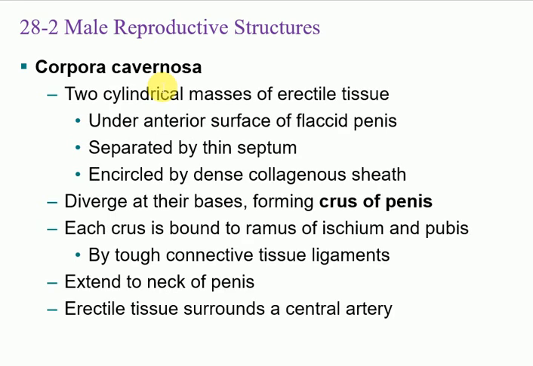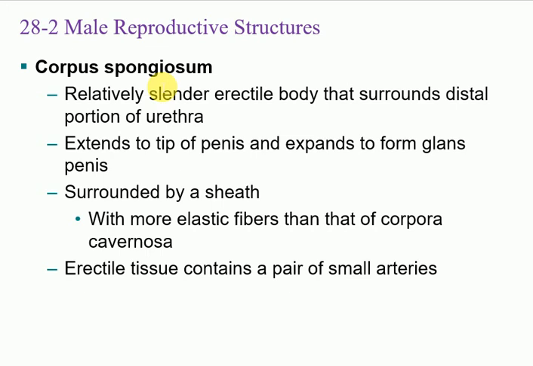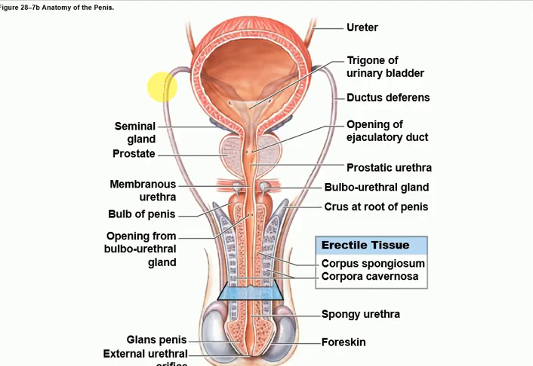So here are the two cavernosa, and I mentioned the root is called the crus, and it extends all the way to the neck of the penis. Does it go to the glans penis, the cavernosa? No, it ends at the neck. What's the neck? It's between the shaft and the glans. There is a neck there. Okay? So it only goes to the neck. Spongiosum, on the other hand, it's only one. And this is the one that contains the urethra.